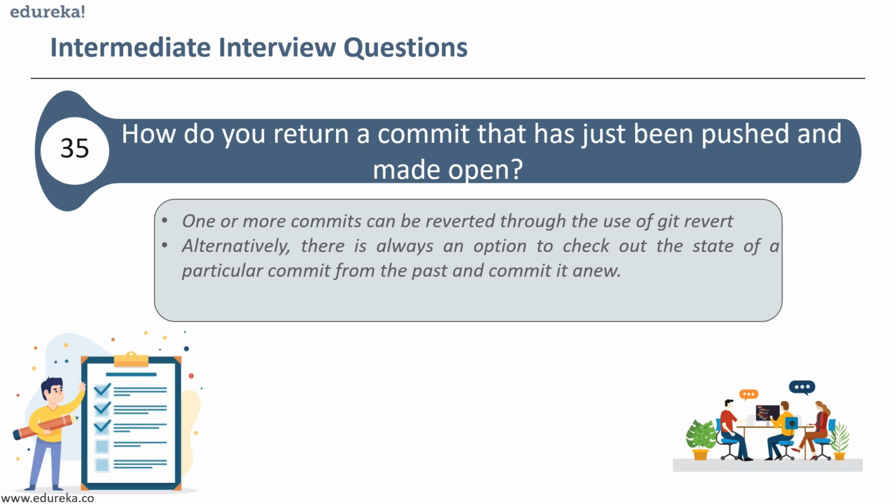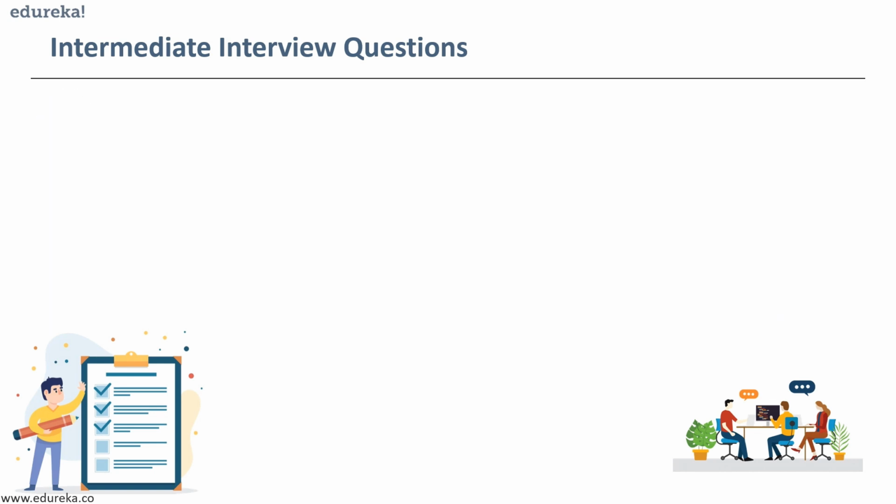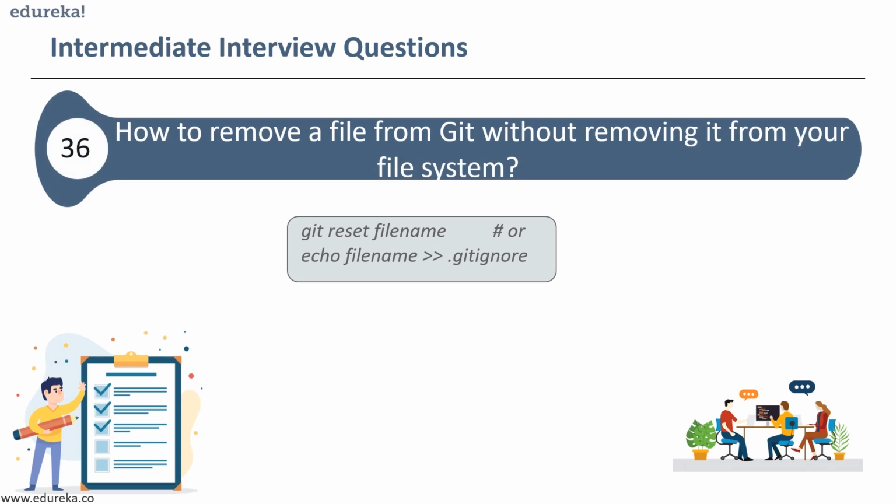So alternatively, there is always an option to check out the state of a particular commit from the past and commit it anew. The next question is how to remove a file from Git without removing it from your file system. So one has to be very careful during a git add, else you may end up adding the files that you didn't want to commit.